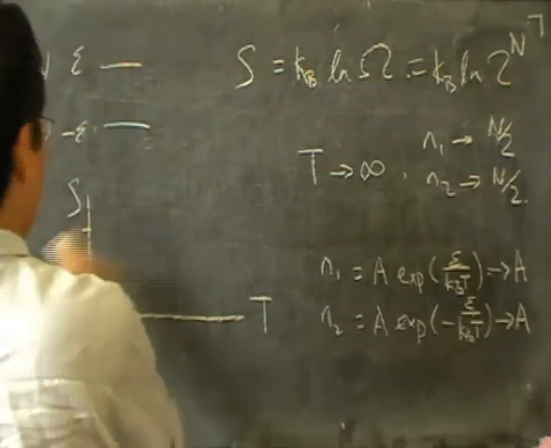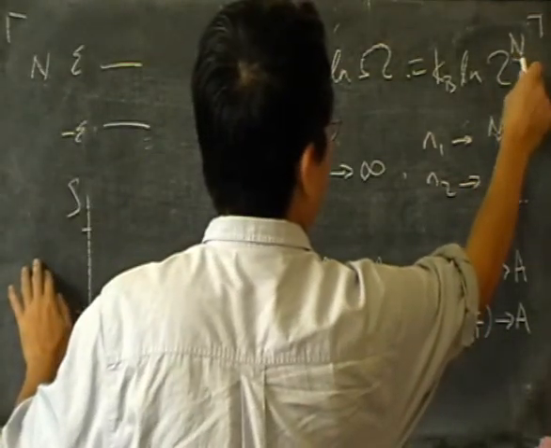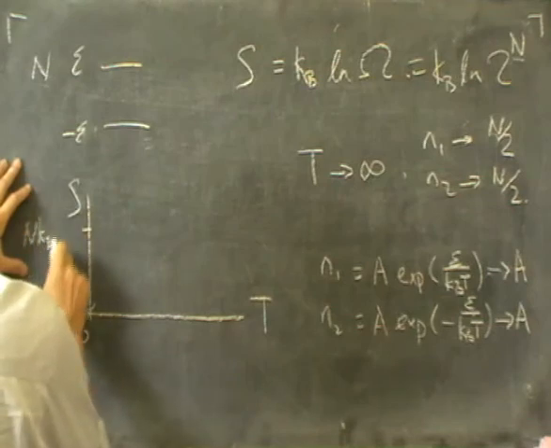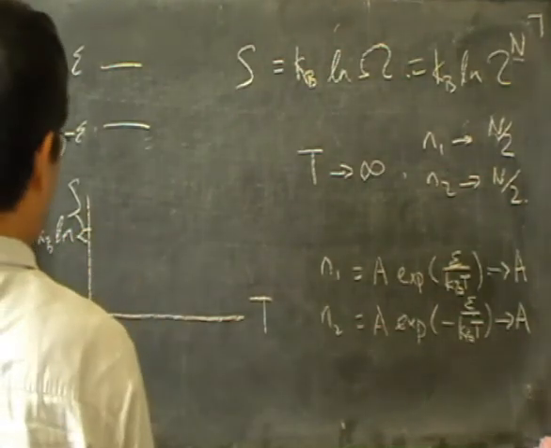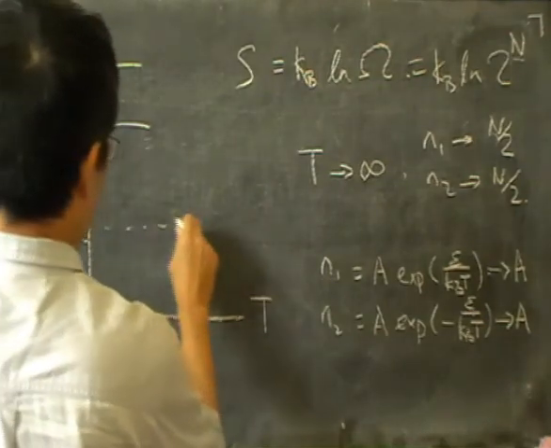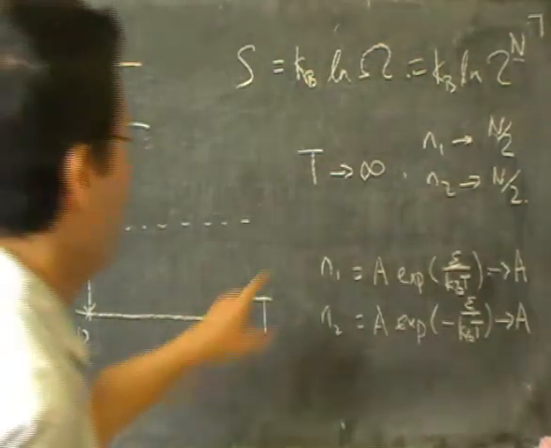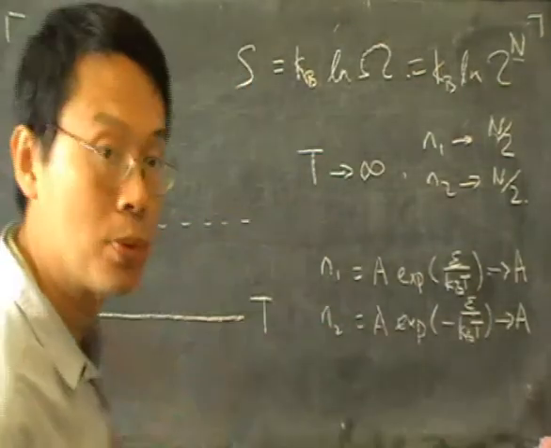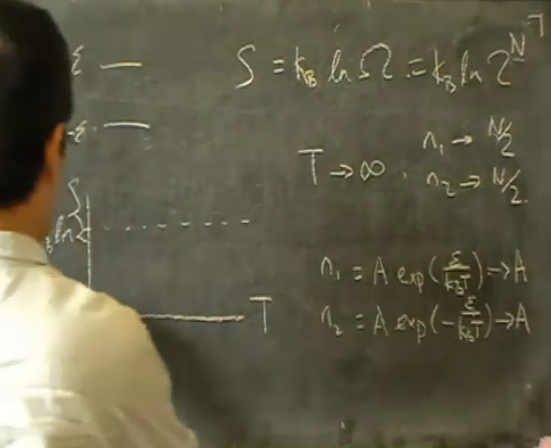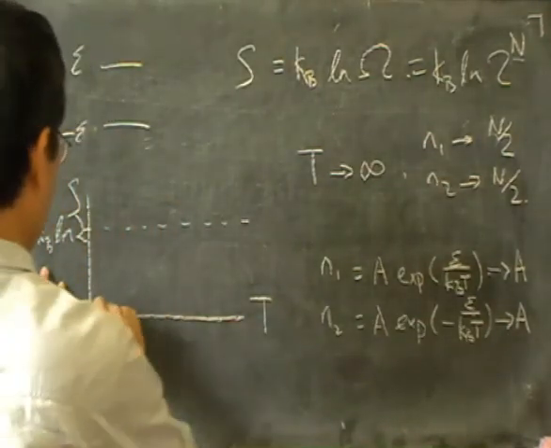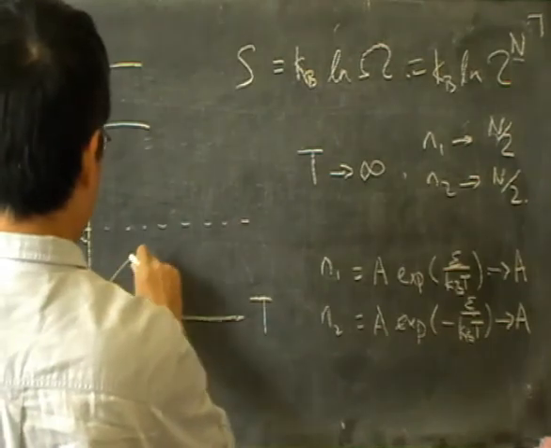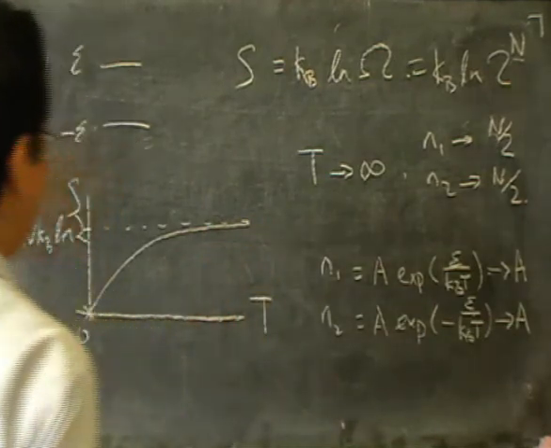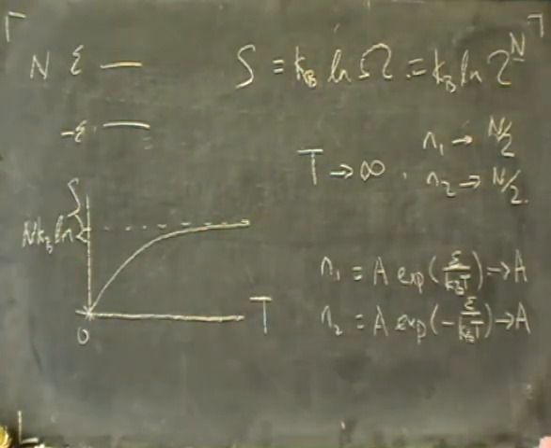Let me write that down. I can simplify that a little bit by bringing the N down as a factor. So N k_B log 2. Which means that at very high temperatures, the entropy should approach this value. So now I can plot the graph. Starting from 0, the graph should go up and it should tend towards this N k_B log 2 value of the entropy.